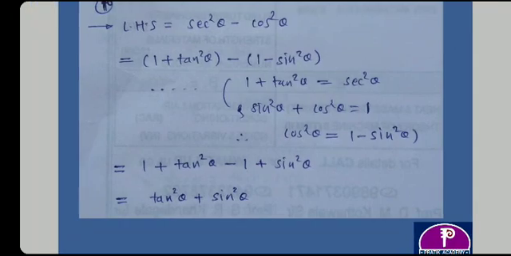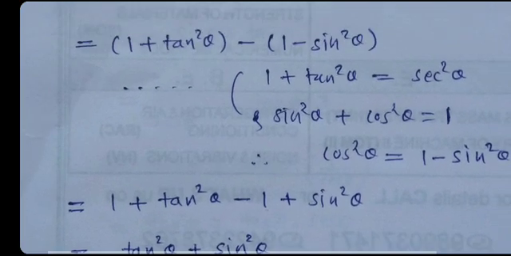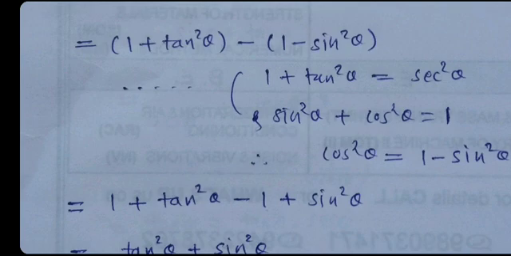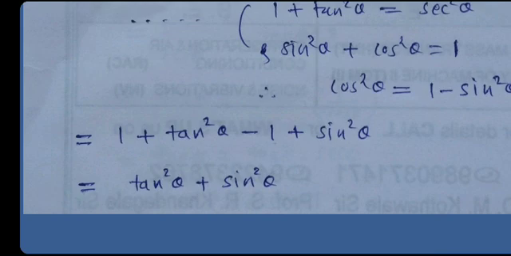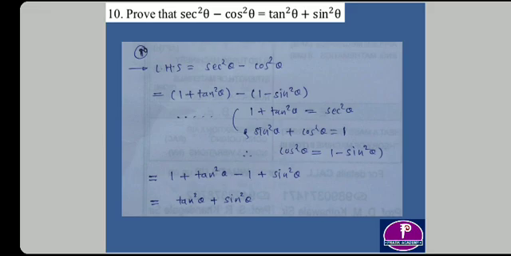So put here values. Due to the negative sign here, finally signs will change, so it becomes 1 plus tan square theta plus 1 becomes minus 1, minus sin square theta becomes plus sin square theta. 1 and minus 1 get cancelled, and finally we got tan square theta plus sin square theta, which is our RHS.